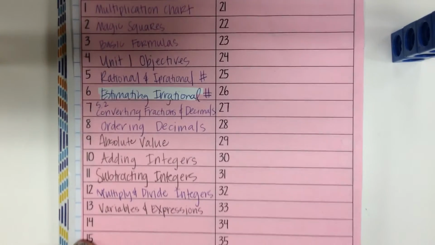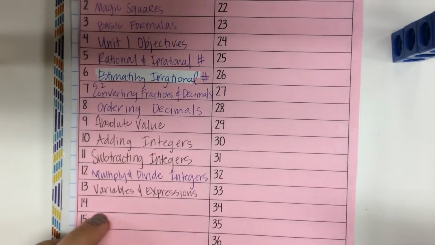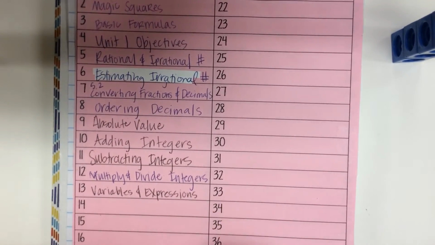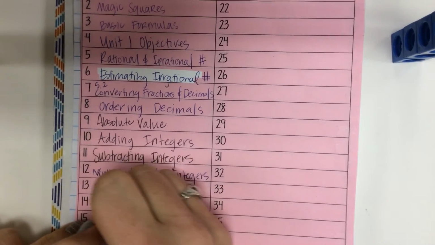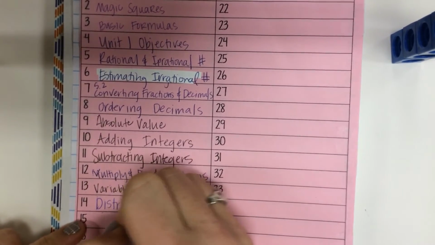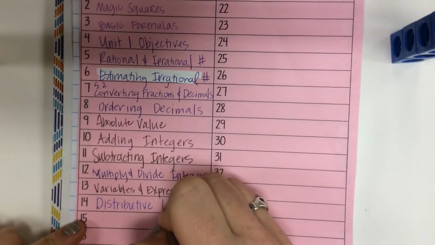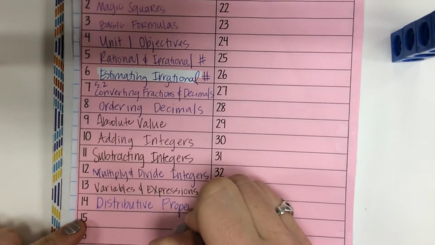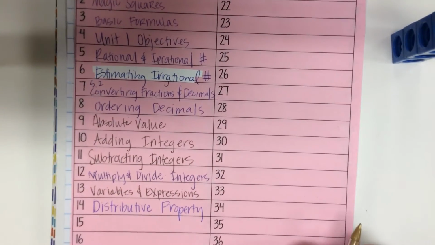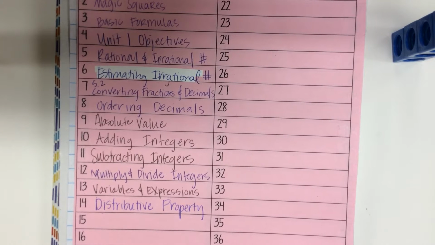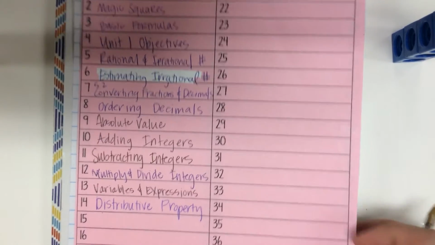All right, we are going to take notes for the distributive property. So on line 14 of your table of contents, write the distributive property. This is page 14. And then let's turn to page 14.